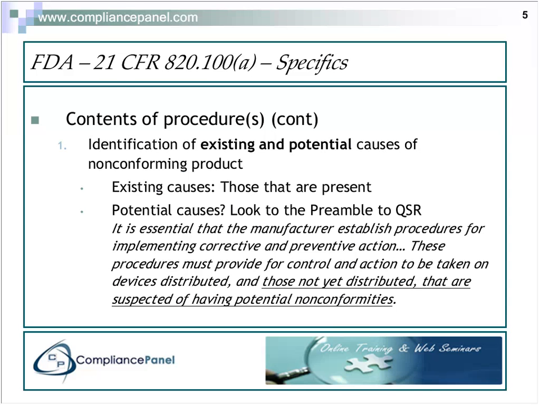Continuing the contents of procedure, you'll see here that the previous slide and this slide both are numbered with 1. Section 1 of the reg sets forth both the really helpful list from the previous slide, but also tells you the extent of your identification, if you will. You're required to identify existing and potential causes of a non-conforming product. Existing causes, it's easy to identify. They're there. The existing causes are those that are present, that exist.